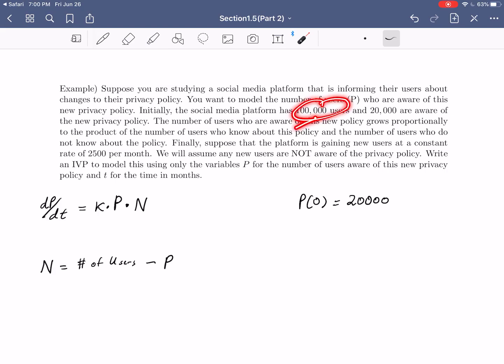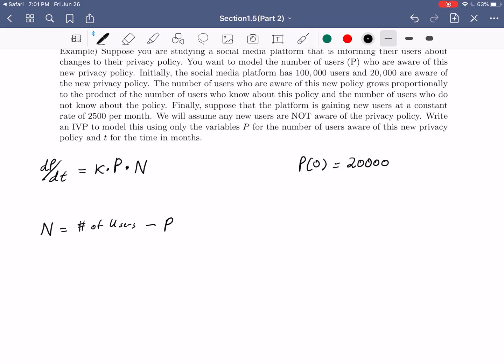Well, it almost seems like this is just straight carrying capacity. We could just say, well, let's take the 100,000, pop that in there, and say that N equals 100,000 minus P. Unfortunately, though, that does not take into account that the number of users is growing at a constant rate of 2,500 per month. So what we have to recognize here is that the number of users is actually based on that variable T, the time in months.